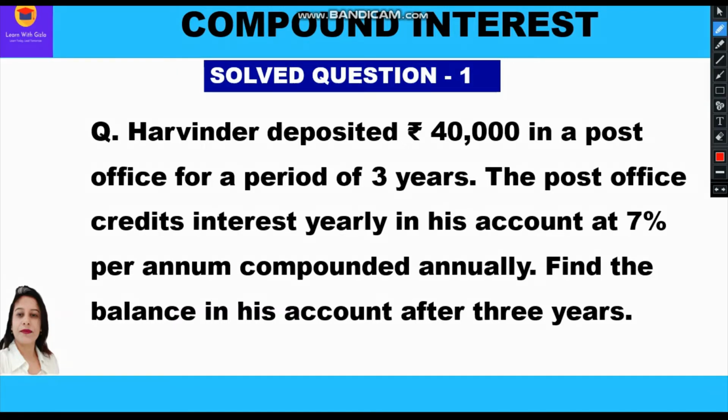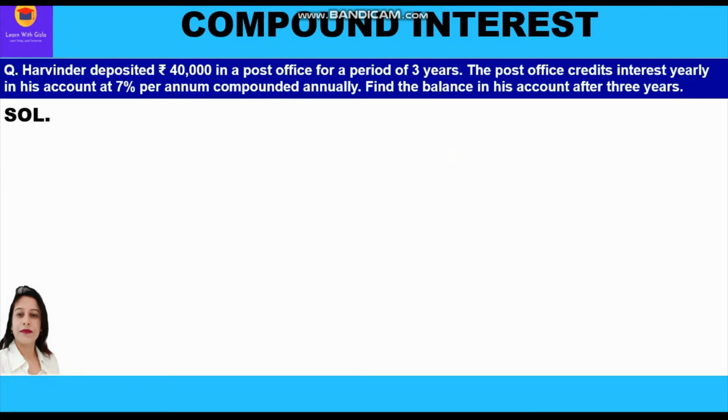Let us first study it. Harvinder deposited 40,000 in a post office for a period of 3 years. That means the principal is 40,000. That is the amount of money which we deposit is our principal. Time period is 3 years and he will get interest at the rate of 7% per annum compounded annually. We have to find the balance in his account after 3 years. That means we have to find the amount which will be in his account after 3 years. So let's start with the solution.